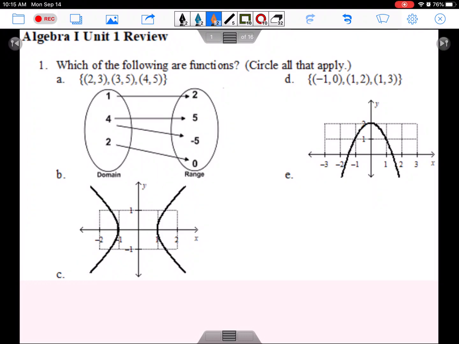All right, we're looking at the Unit 1 review, deciding which ones are functions. We can go through and decide function or not a function on each one. For a function, for each input, there's exactly one output. 2 always goes to 3 here.